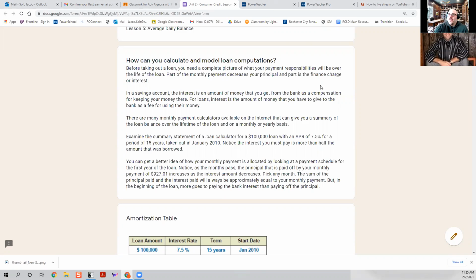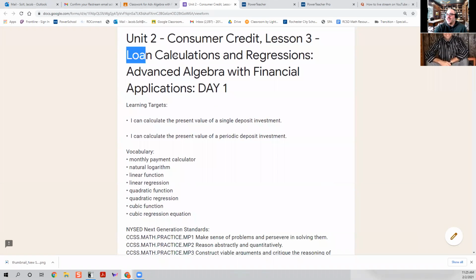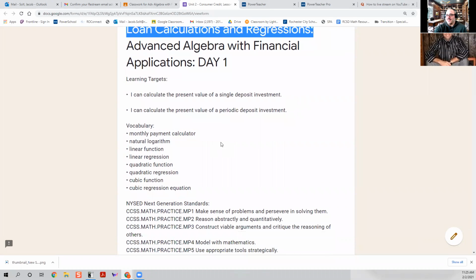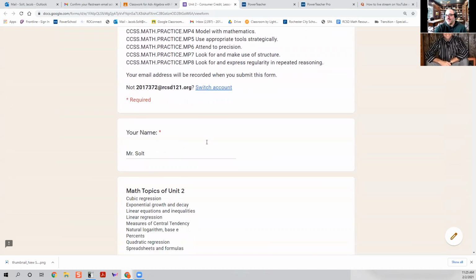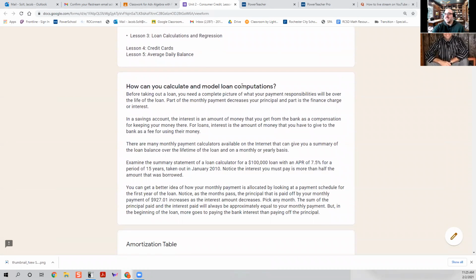So welcome. We're doing day one of loan calculations and regressions. I already read the learning targets. I already talked about the vocabulary, and I'm recording now. So we're going to get started with how you can calculate and model loan computations.